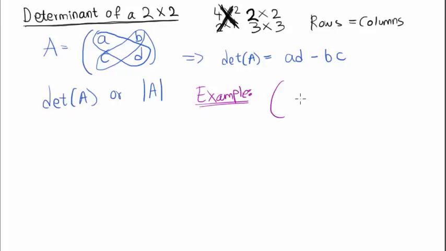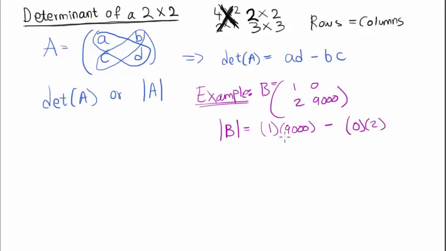Let's say I have 1, 0, 2, 9,000. If this is my matrix, and I'm going to call it B, then the determinant of B is equal to 1 times 9,000, minus 0 times 2. So what is this equal to? Well, this is 0, so I don't need it. And 1 times 9,000 is just 9,000. So the determinant of this matrix is 9,000. That's it.